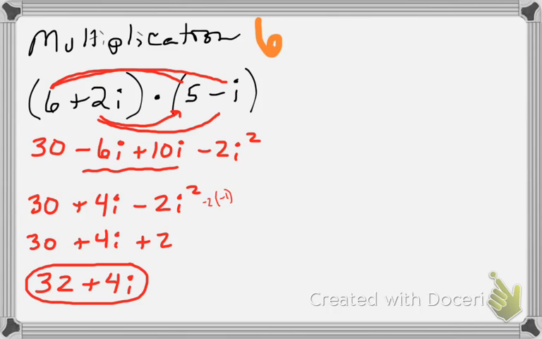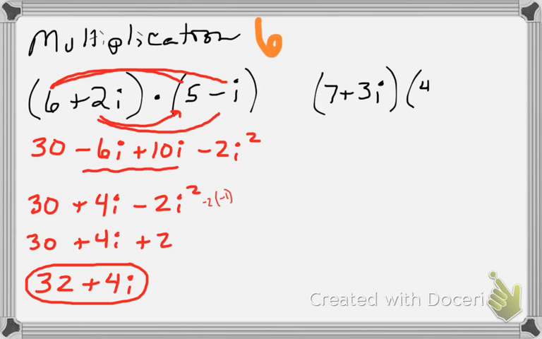Remember, you should never have any i's to a power ever in a final answer, because they can always be broken down using the i chart that we talked about yesterday. So that's what's involved in multiplying complex numbers. Let's go through another one.